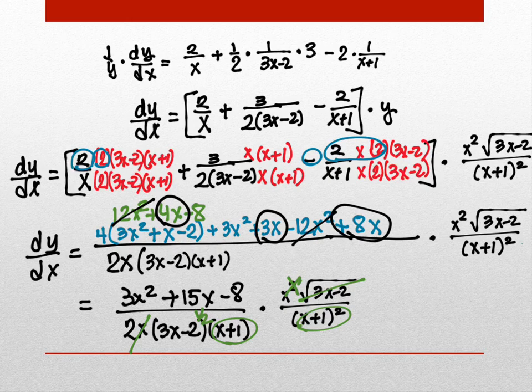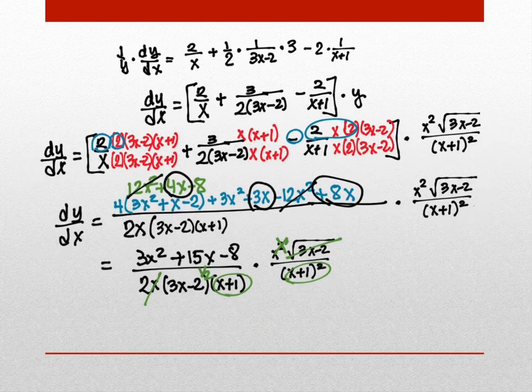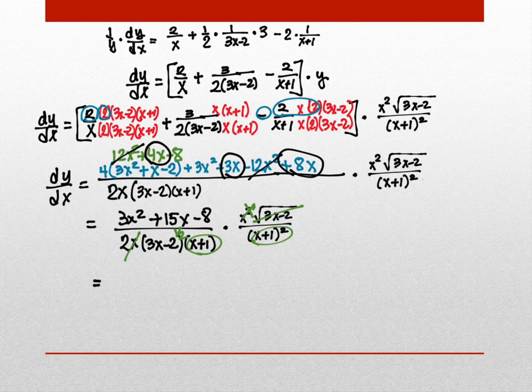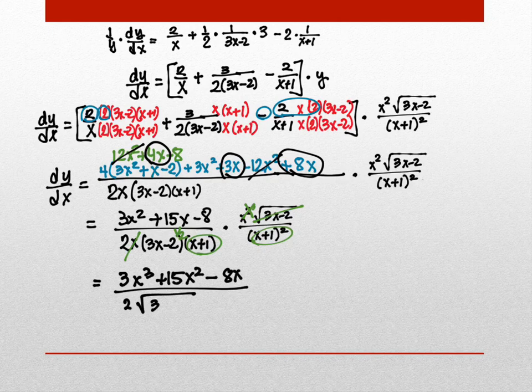So let me shrink what's on this screen for the moment, because I think we're almost finished without moving to another screen. So we're going to distribute the x from the numerator of the second fraction through the first fraction. So this is 3x cubed plus 15x squared minus 8x. And then over here, there's still a 2 out front. That one did not disappear. I have a 3x minus 2 to the 1/2, or a square root of 3x minus 2. And then I have an x plus 1 cubed.